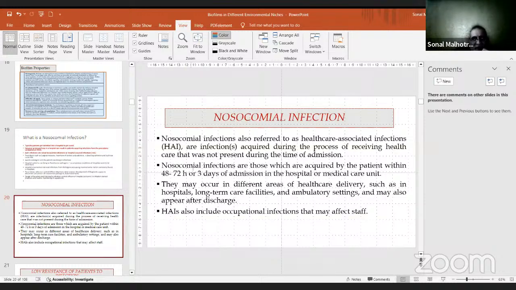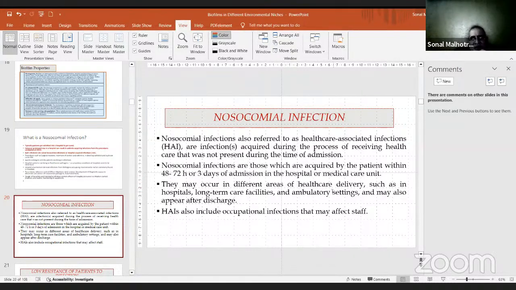Here in the second sentence, these are hospital-acquired. Nosocomial infections are those that are acquired by a patient within 48 to 72 hours, or 3 days, of admission into the hospital or medical care unit. So when the patient comes in, he may not have a temperature, but he may have a broken leg. So he's come to fix his broken leg. He gets admitted to the hospital for a day or two, and within 2 or 3 days, he develops a fever. Then in that case, that fever is probably a nosocomial infection that he acquired in the hospital.